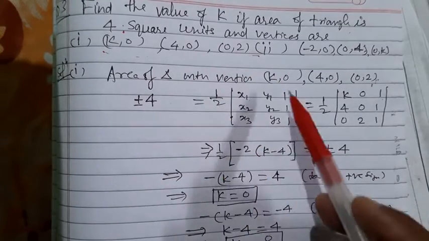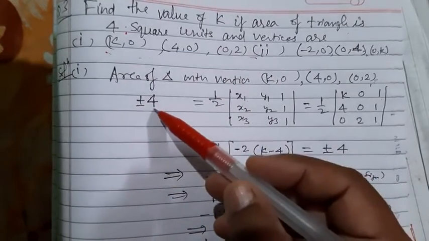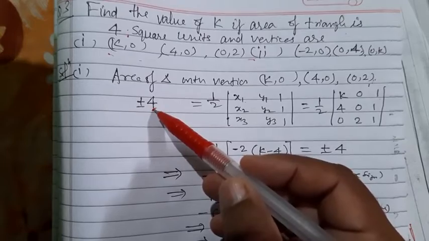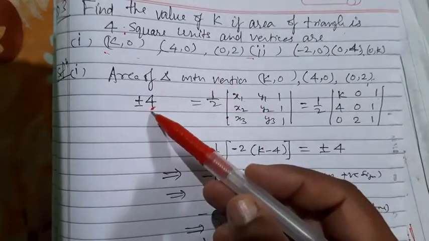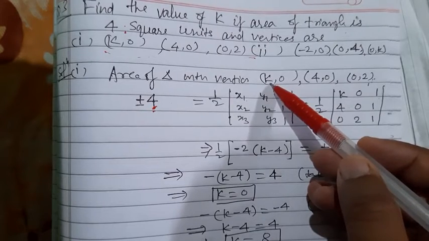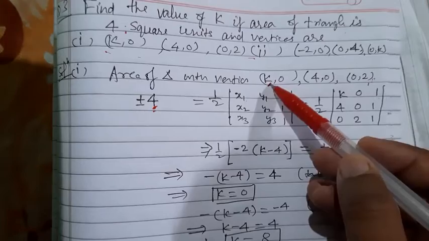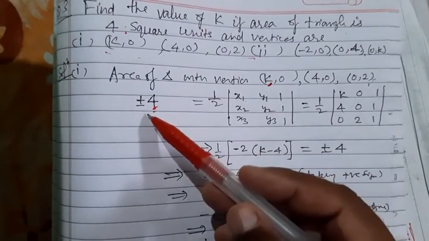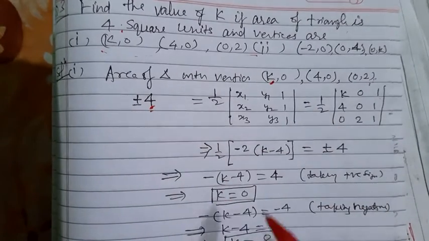So now the area of the triangle is given as plus or minus 4. The area cannot be negative, but the value of k may be negative or positive. So you have to write plus or minus 4.